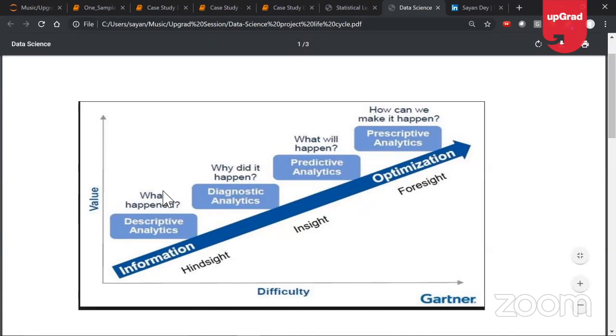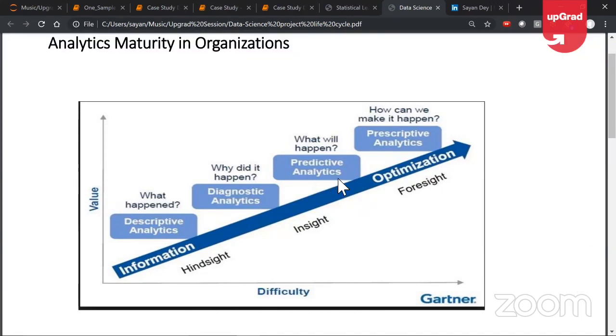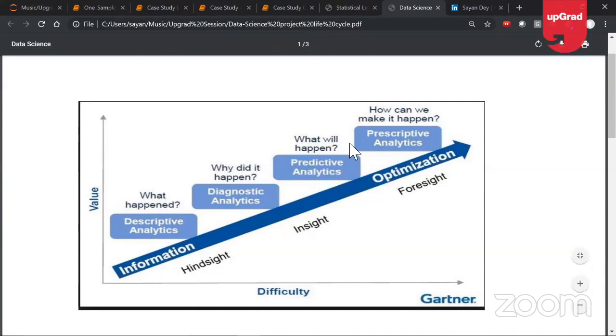Now you're asking a much deeper question: why is it happening? And the predictive part is where you're basically looking at what will happen. You're trying to make predictions. And finally, the prescriptive analytics part is the hardest part, where you're trying to write a prescription.